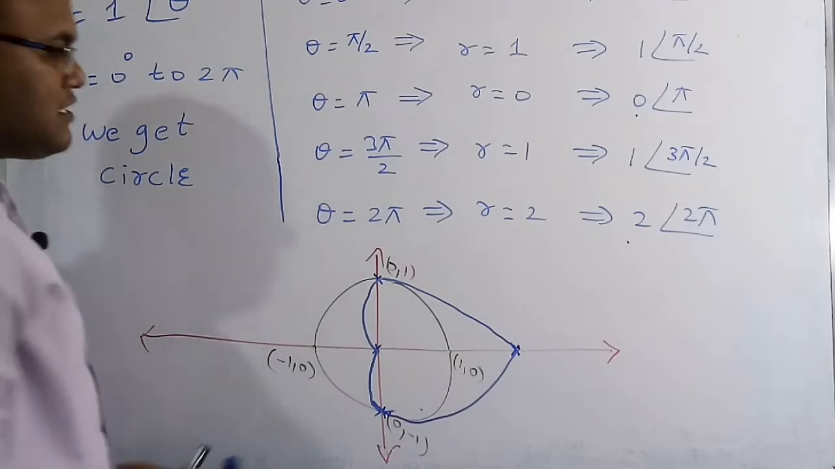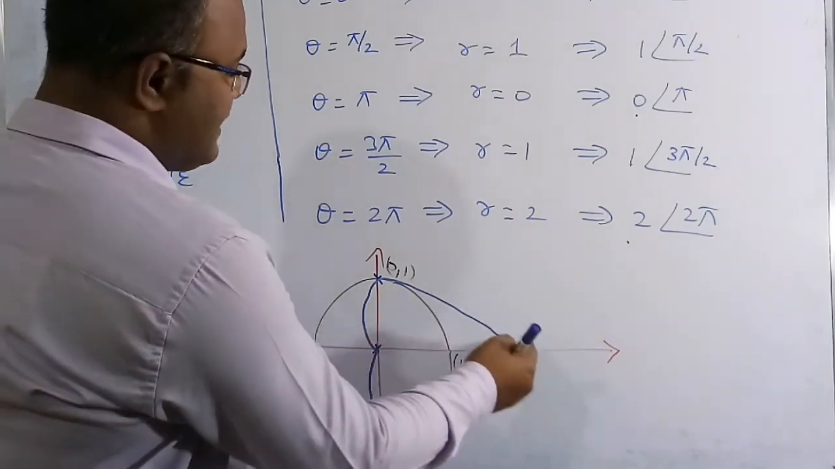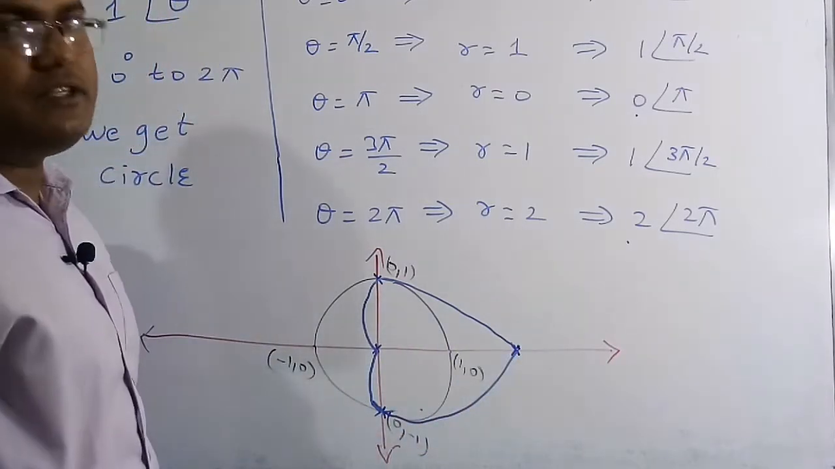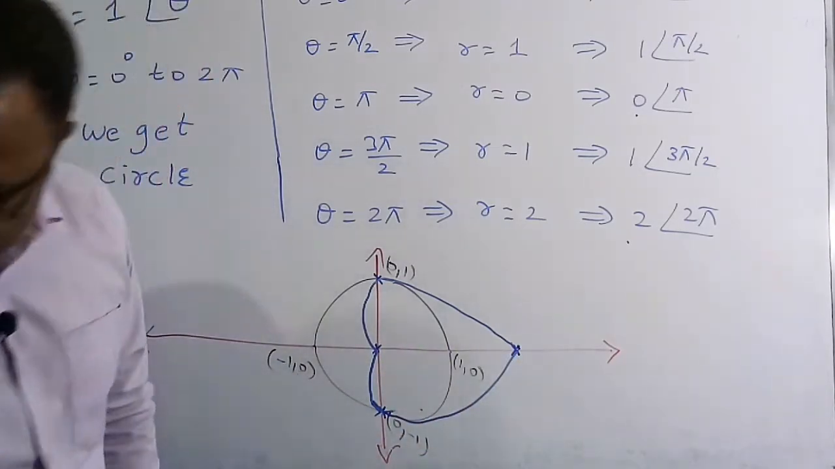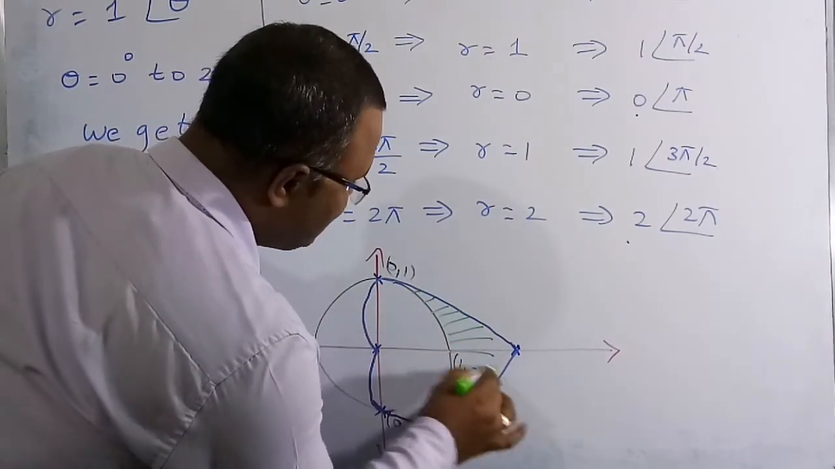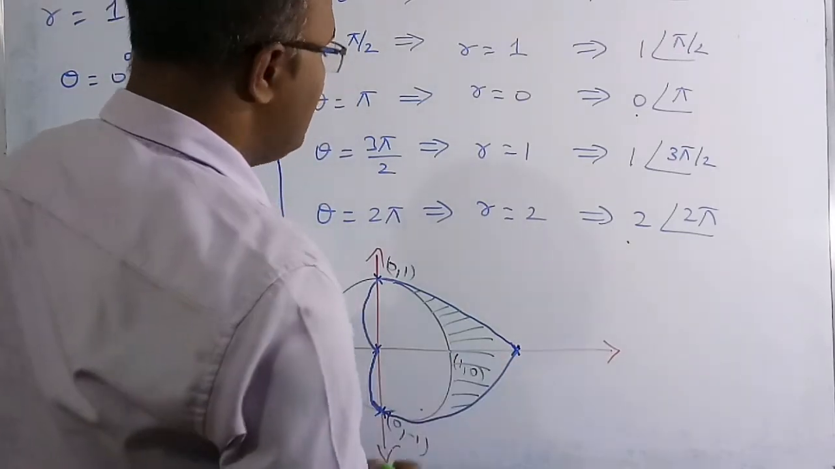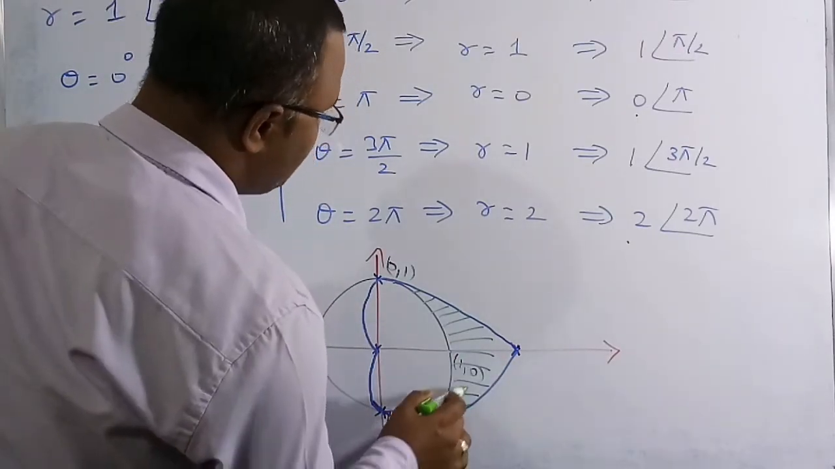So in the question they are asking what is the area bounded outside the circle and inside r is equal to 1 plus cos theta, meaning this is the area. This is the area we need to figure out. This is the area which is outside the circle and inside this cardioid, which is r is equal to 1 plus cos theta. So this value we need to figure out.